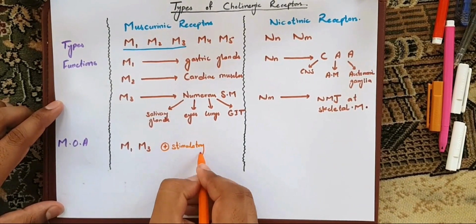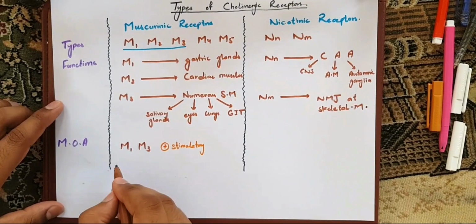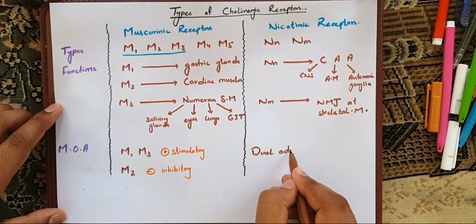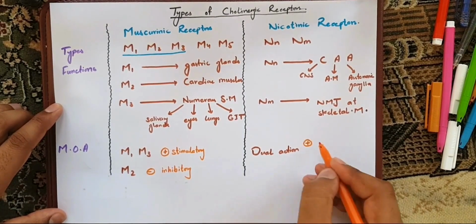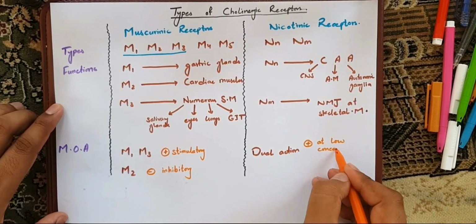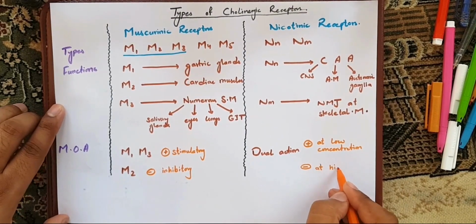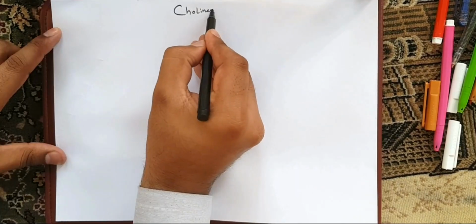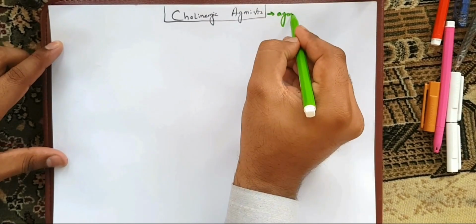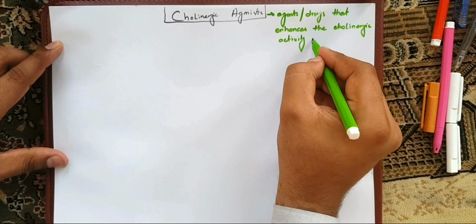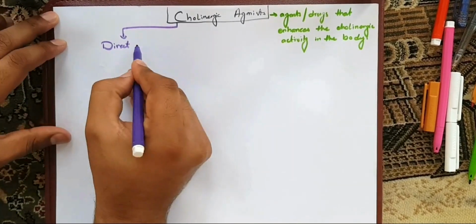When acetylcholine acts on M1 and M3 receptors, they stimulate the receptors and it causes enhancement of the action, while when acetylcholine acts on the M2 receptor, it inhibits the action. The nicotinic receptors are of dual action. They are stimulated when nicotine is present in low concentration and are inhibited when nicotine is present in high concentration. So that's why they have this dual action.